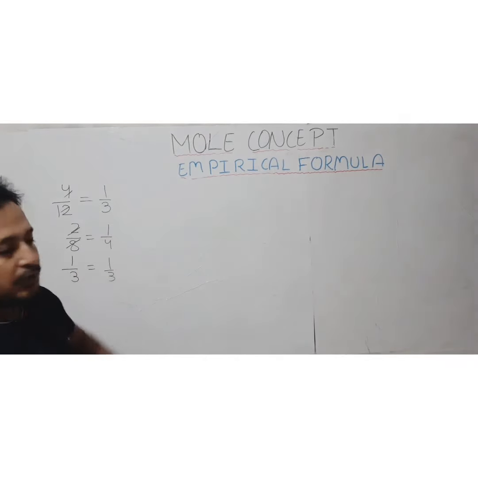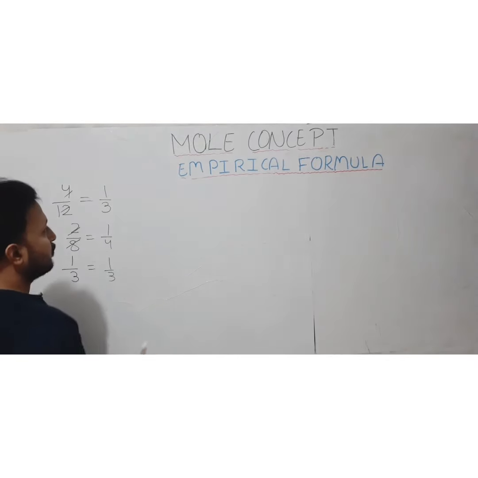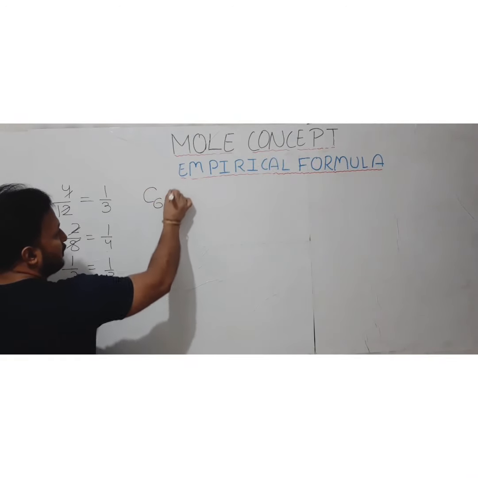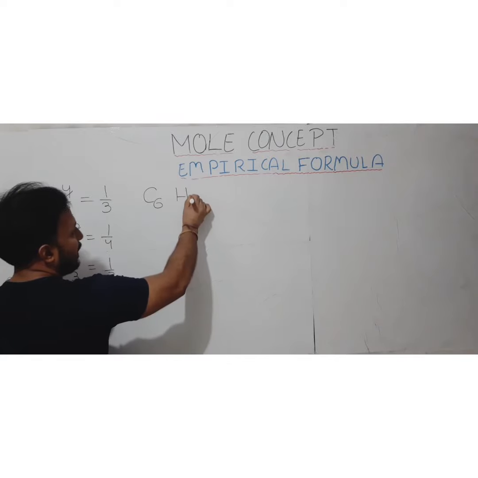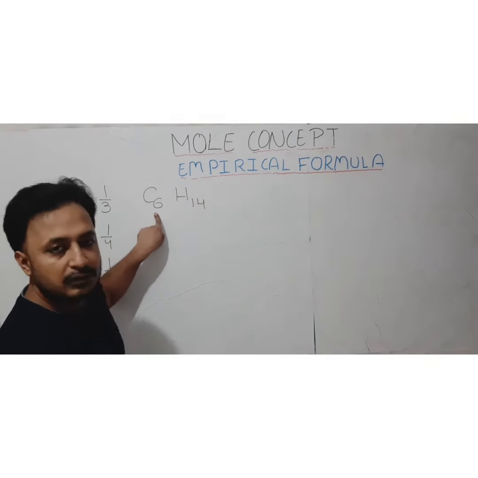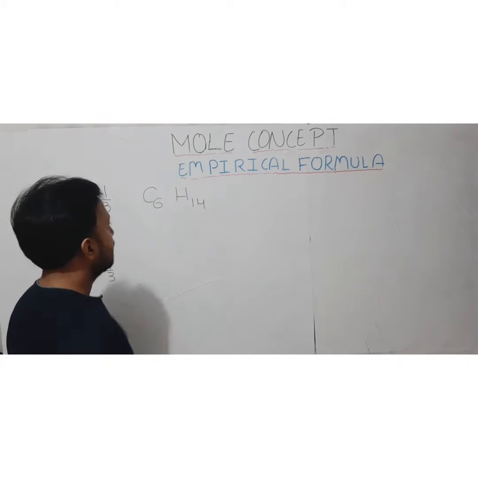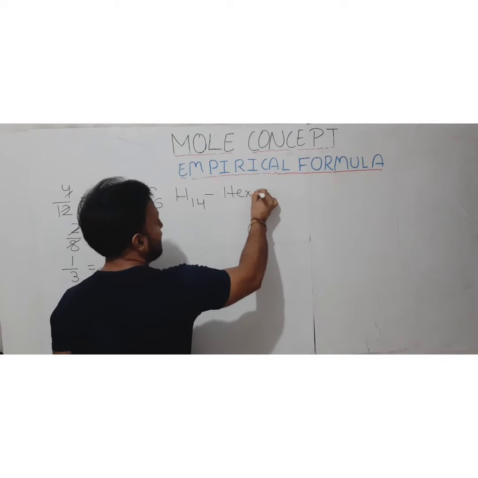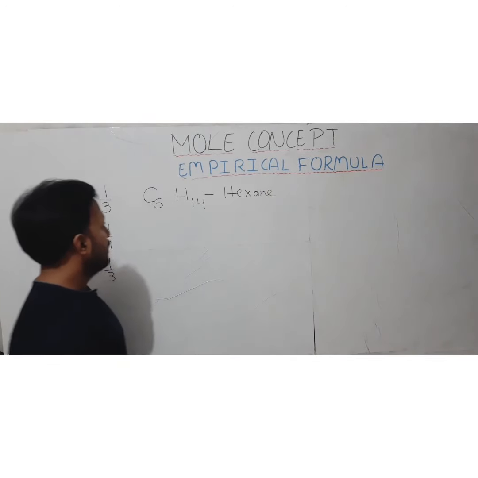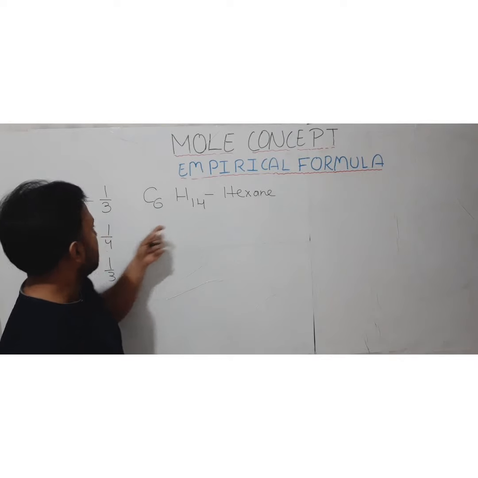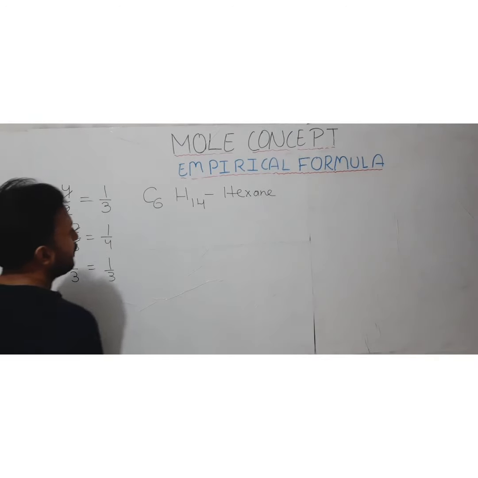The same is the case with the empirical formula. Suppose I give you the molecular formula of a compound, C6H14. There are 6 carbon atoms in this compound and 14 hydrogen atoms. This compound is known as hexane.